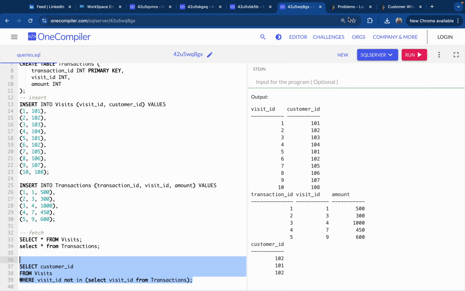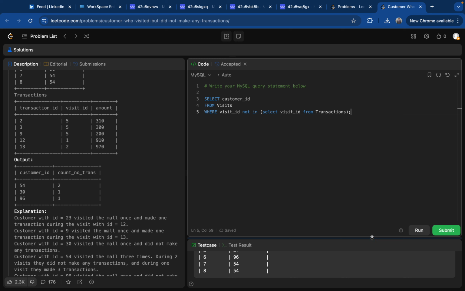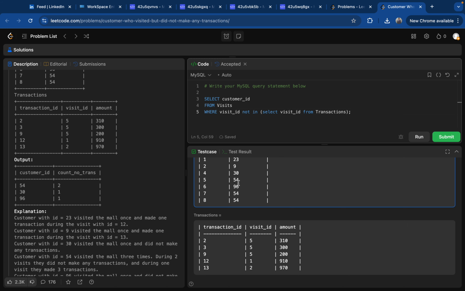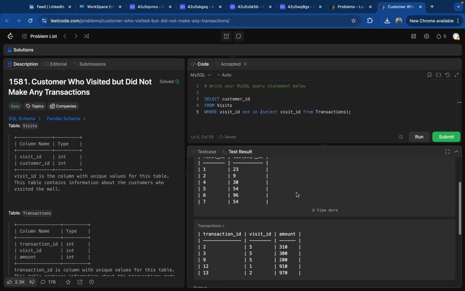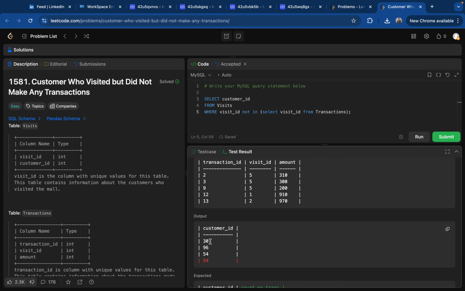or to understand this much better, let's run it in LeetCode. So we are expecting 54, 54, 30, and 96. And we are getting 54, 54, 30, and 96. Now we just have to return how many times they made this type of visit. So we can count visit ID, and if we are using count, then we have to use group by. We are just grouping the customers. Let's run it.